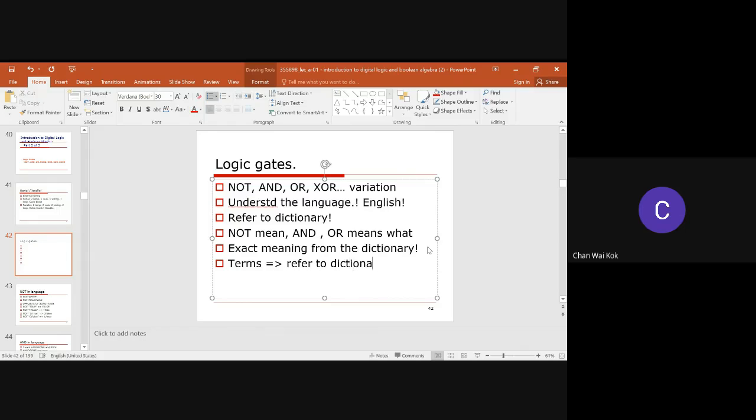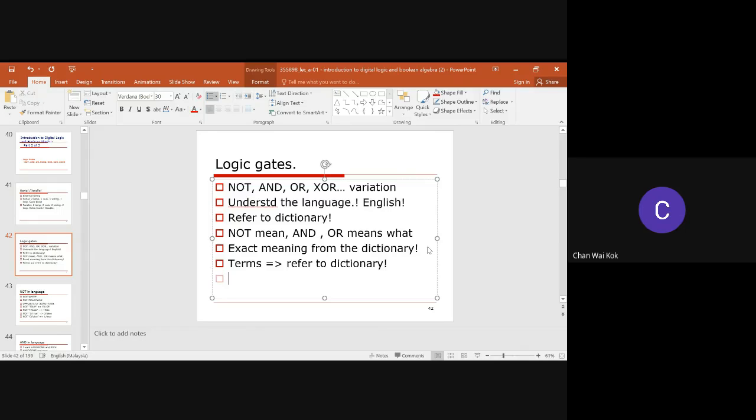Refer to the dictionary, okay? Forget about all the technicality of that. Then after that, you refer back to the technical terms, then you can understand better, okay? It has to do with the language, nothing to do with the technical, okay?